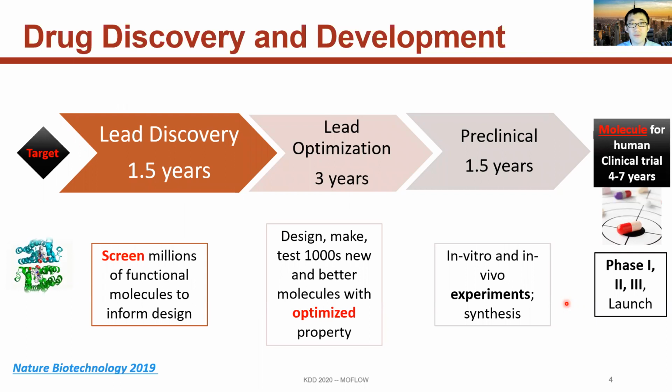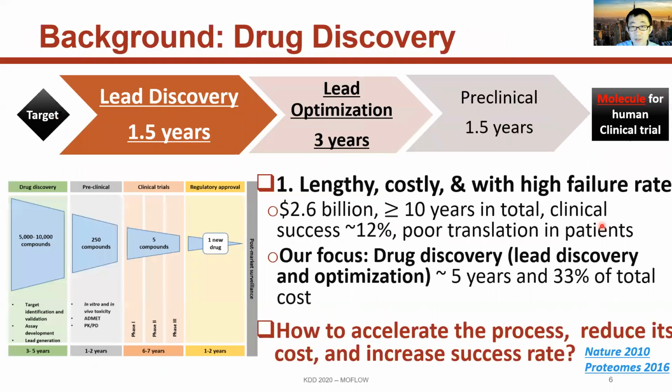Drug discovery and development consists of the following cascading steps. Based on the discovered target protein of a focused disease, we then screen millions of functional molecules to inform design. This step is called lead discovery. The next step is lead optimization, which means to design, make, and test more than 1,000 new molecules with optimized property, followed by preclinical experiments and then human clinical trials, including phases 1, 2, and 3.